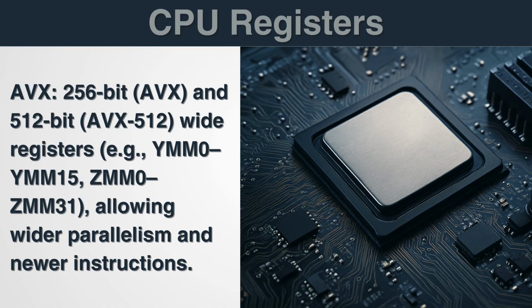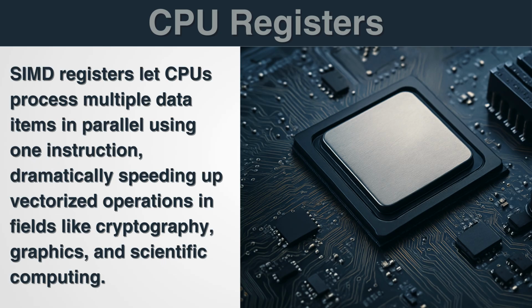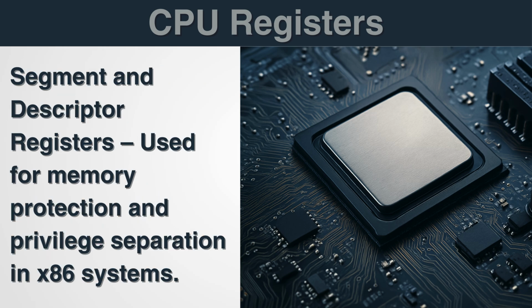And then the AVX is that, let's say, 256-bit AVX and 512-bit AVX-512 wide registers allow that wider parallelism and newer instructions. So the SIMD registers let CPUs process multiple data items in parallel using one instruction, dramatically speeding up vectorized operations in fields like cryptography, graphics, and scientific computing. And then fourth, we have that segment and descriptor registers. Those are used for memory protection and privilege separation in x86 systems.